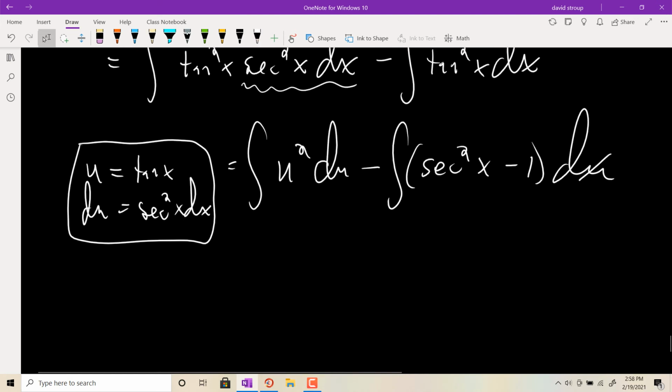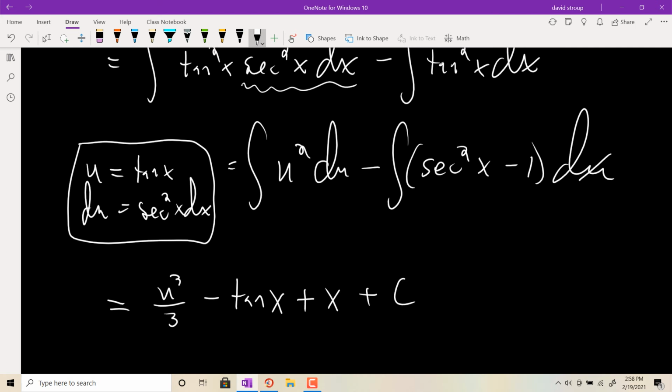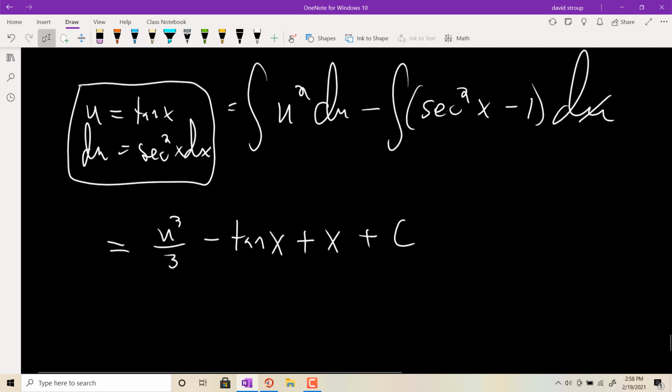So the first integral will become u cubed over 3, and then we can do these integrals here. The integral of secant squared is just tan. I'll be a little careful with the distribution of the negative, and then plus x. And then back sub, and you're ending up with a kind of weird mixture of a polynomial in terms of tan with the variable x.